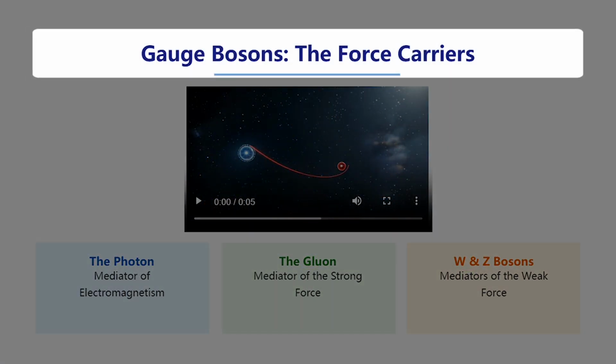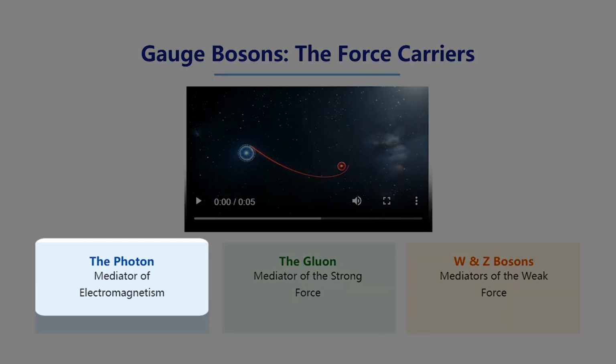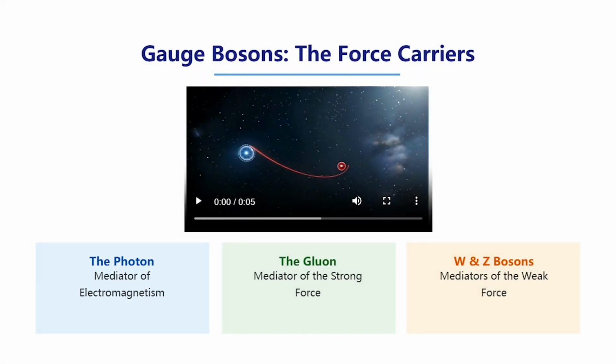Now that we've explored the building blocks of matter, the fermions, we need to understand the glue that holds the universe together. These are the gauge bosons, the fundamental force carriers of the Standard Model. First, we have the photon. This is the mediator of the electromagnetic force. Because it is massless, it has an infinite range, allowing it to carry everything from the light of distant stars to the signals in your smartphone.